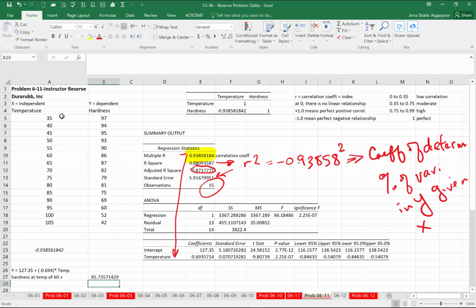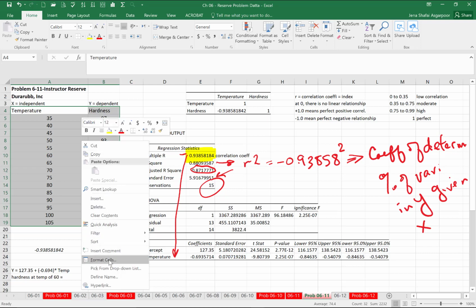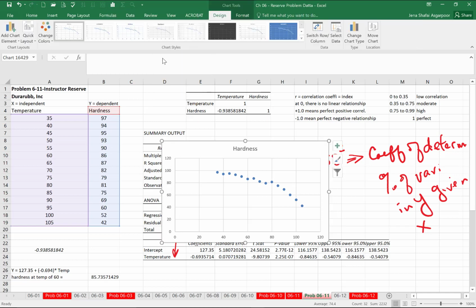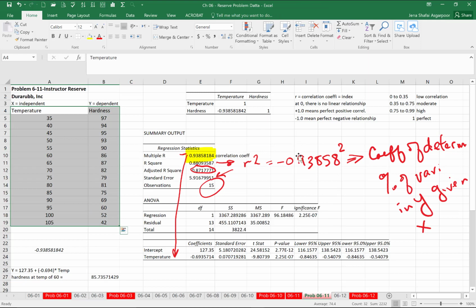We can create a scatter diagram, and you can see that hardness and temperature are negatively correlated in this situation. Okay, so I hope you found this helpful.